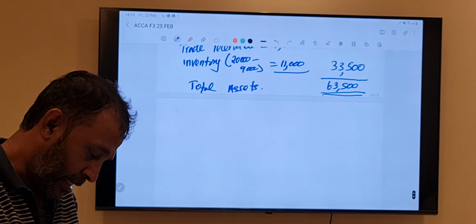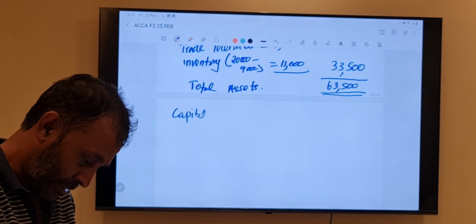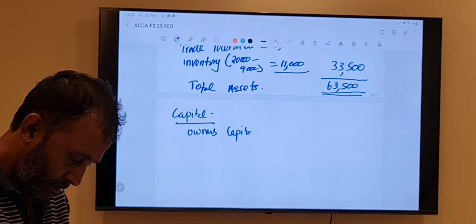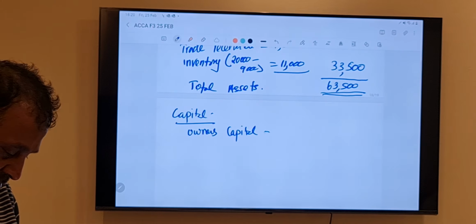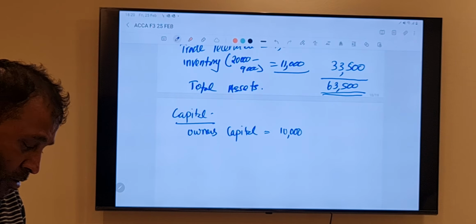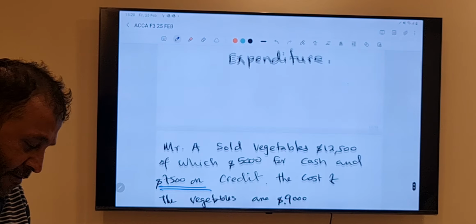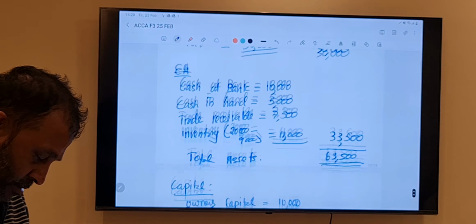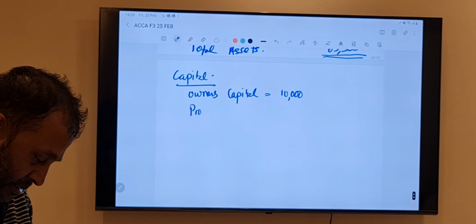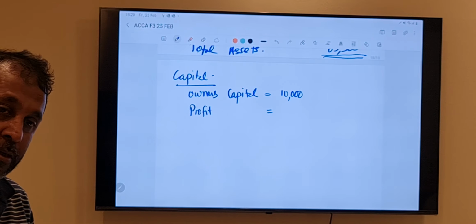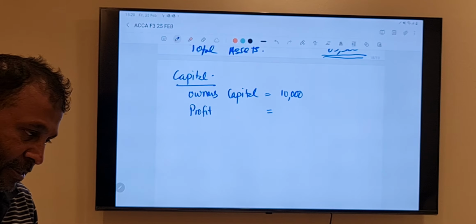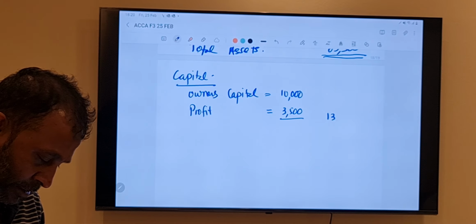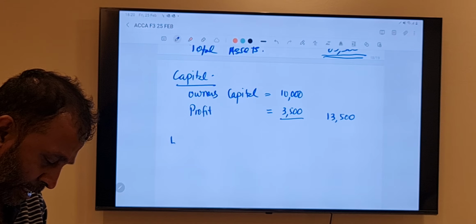Now, capital. Owner's capital. How much? 10,000. Now, a new item is coming into the equation. What is the new item coming in? Profit. That is part of the capital, please remember. The profit is owned by whom? Owner, right? So, how much is the profit? 3,500. So, the total of these two? 13,500.